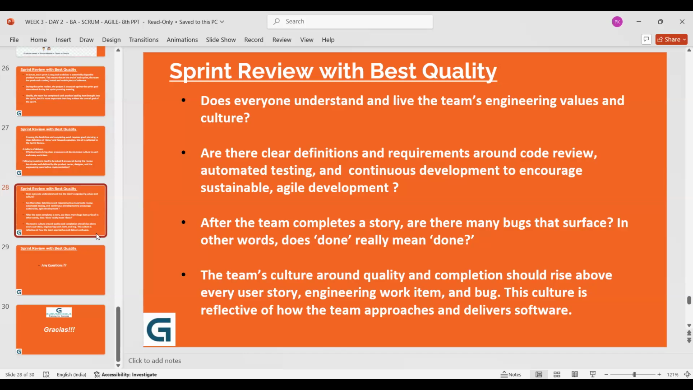Next point, anyone? Are there clear definitions and requirements around code review, automated testing, and continuous development to encourage sustainable agile development? Yes. So these are the questions that we are asking ourselves, right? Do we have enough and proper code review? It's fine that we are developing and everybody is working and we are delivering, but are these deliveries of optimum value?